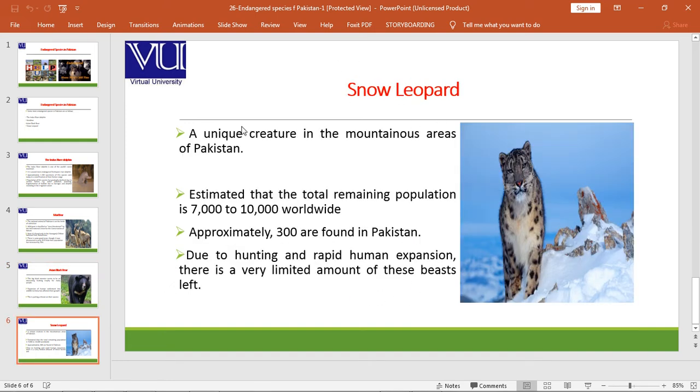Snow leopard, a unique creature in the mountainous areas of Pakistan. It is estimated that the total remaining population is 7,000 to 10,000 worldwide. Approximately 300 are found in Pakistan. Due to hunting and rapid human expansion, there is a very little amount of this beast left.